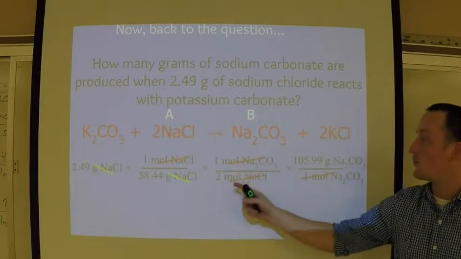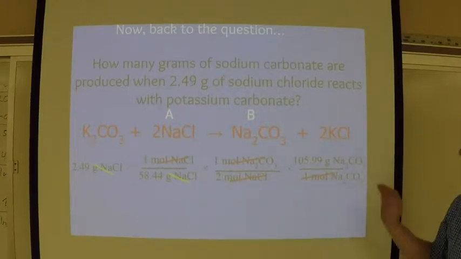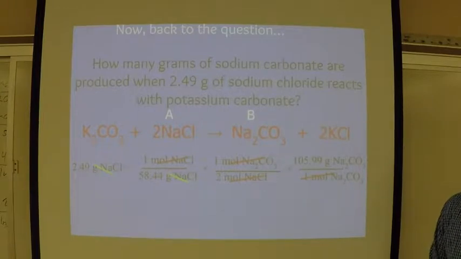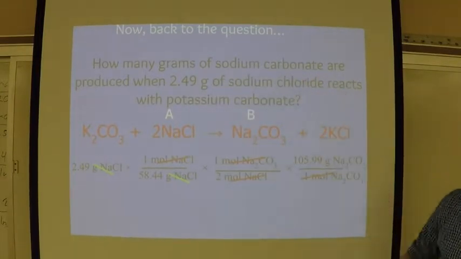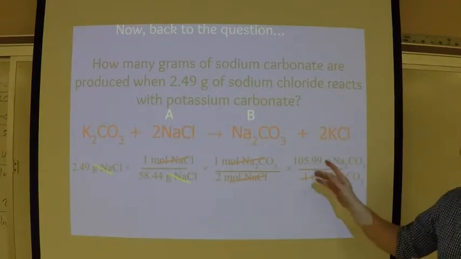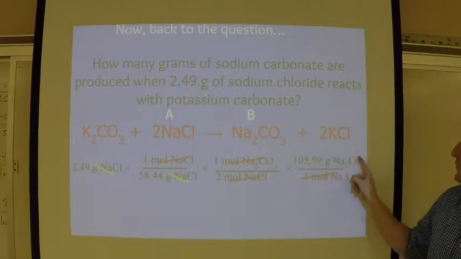Then, notice how my moles of Na2CO3 cancel out. The only unit that I have left is grams of Na2CO3, and that's what it asked me to find. It says how many grams of sodium carbonate are produced. So all I'd have to do for my math here, okay, my units have all canceled out. This is going to be my unit.